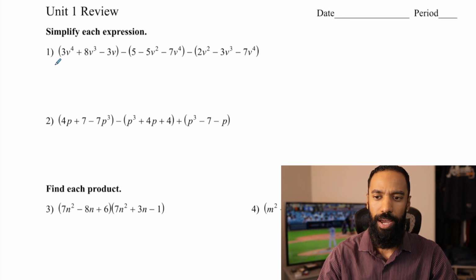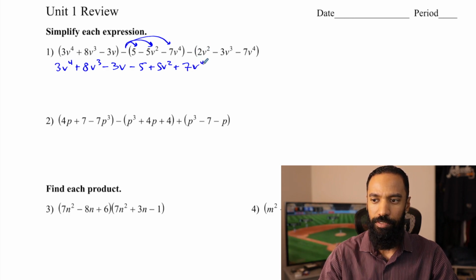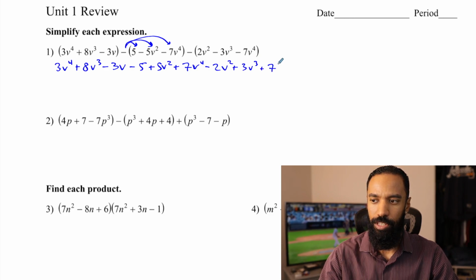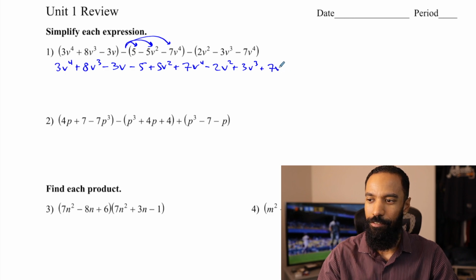It would be a nice way to rewrite all these things right here, just straight up, not having parentheses. So the negative distributes into these 3 terms right here, which changes their signs. I'm going to get minus 5 plus 5v squared plus 7v to the 4th. And then another distribution of the negative right here, minus 2v squared plus 3v cubed plus 7v to the 4th, like that. Plus 7v to the 4th.